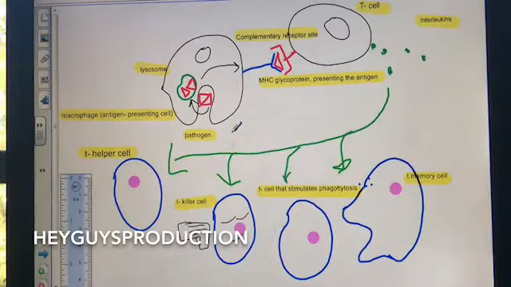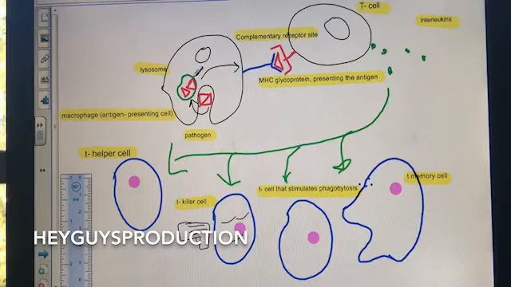So what happens is the macrophage will see a pathogen in circulation and engulf it to form a phagosome. The phagosome binds to the lysosome within the macrophage to form a phagolysosome. With this happening, hydrolytic enzymes will break down the pathogen, and so there will be just its antigens present.